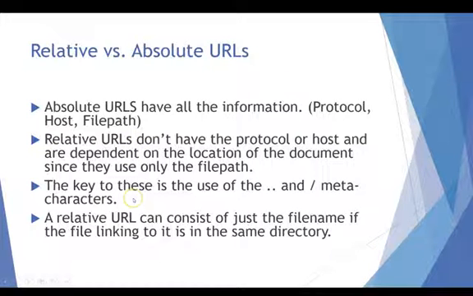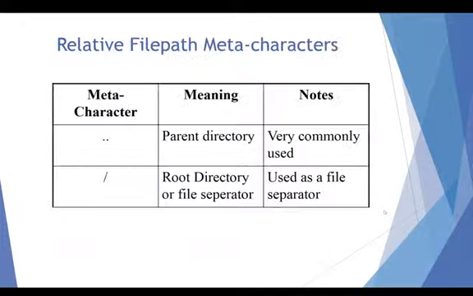And when you get an elaborate site structure where you have a bunch of subdirectories and things like that, then we use these meta characters to further control that. So a relative URL can consist of just the file name, and that suggests that the file is right there in the same directory as the document that's linking to it. And that's pretty common.